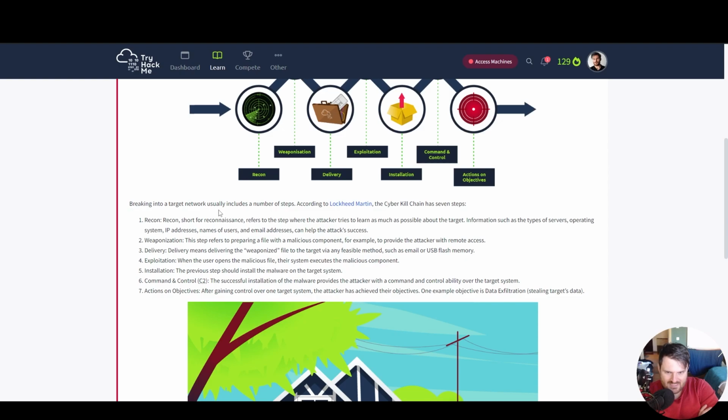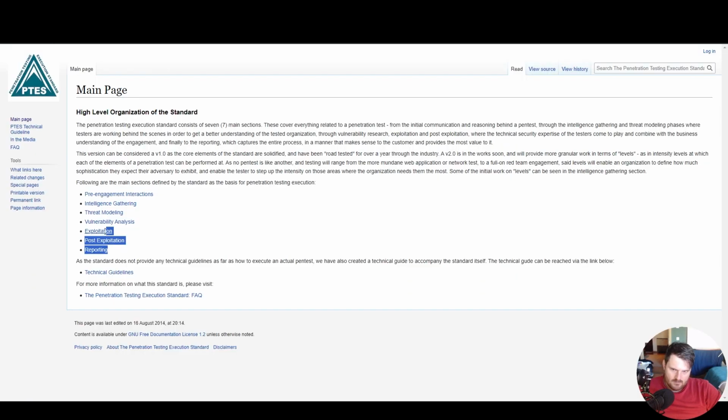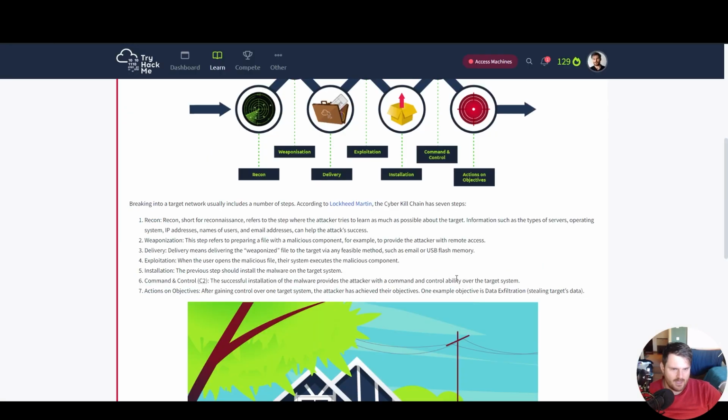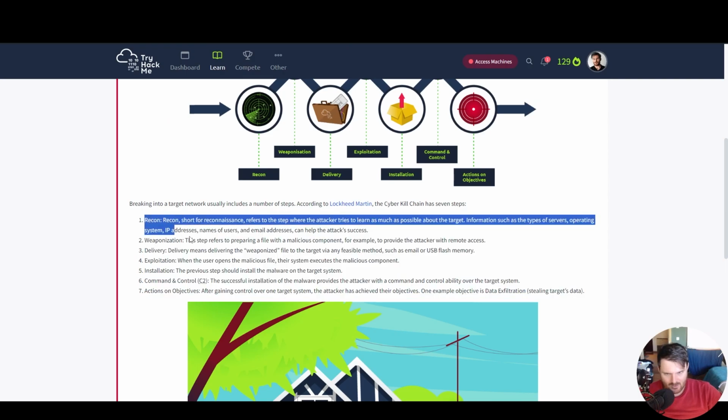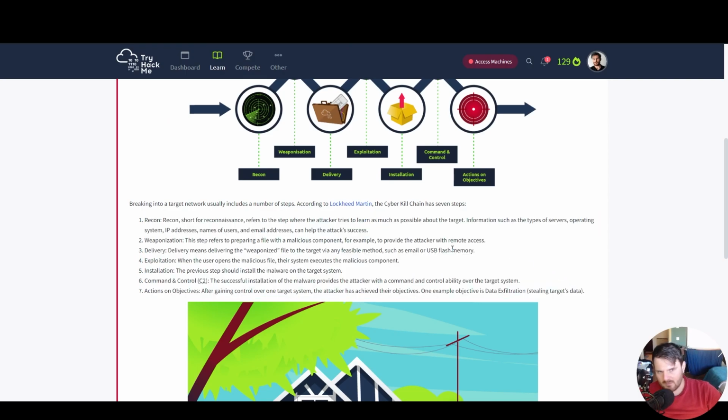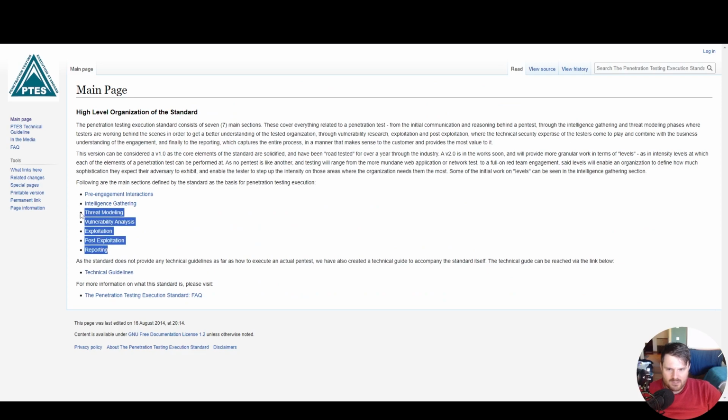Recon, weaponization, delivery, exploitation, installation, command and control, actions, and objectives. If you read the PTES, you will see other steps. Any penetration testing methodology, the steps that you need to take from the beginning to end will meet in any kind of methodology, standard or whatever, under different names, but they do the same things.